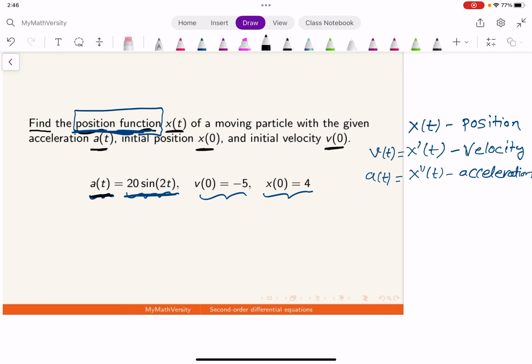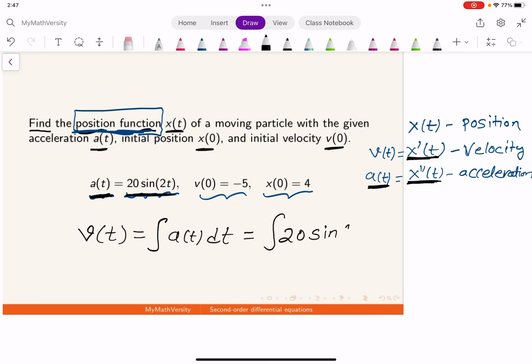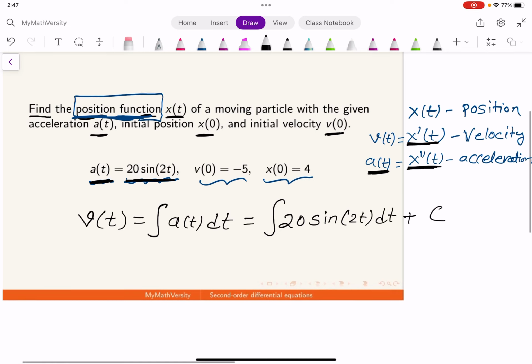First of all, we have been given the acceleration. If we have the acceleration, that means the second order derivative of the position, we first get the first order derivative. So how do we get the first order derivative from the second order derivative? We find the antiderivative. In this case, I think it's possible, because the velocity will be just the antiderivative of the acceleration, which means we take the antiderivative of 20 sine of 2t, and then don't forget to add an integration constant. That's how we get the velocity function.